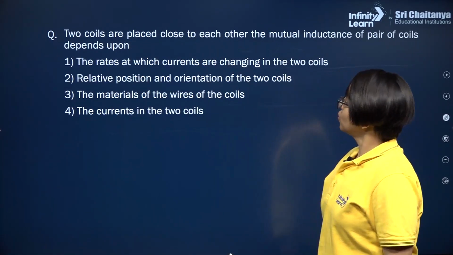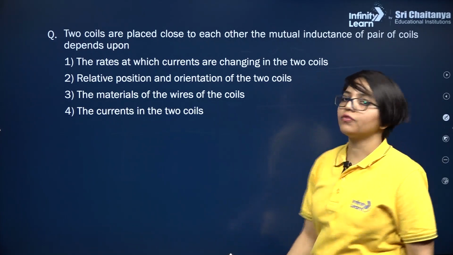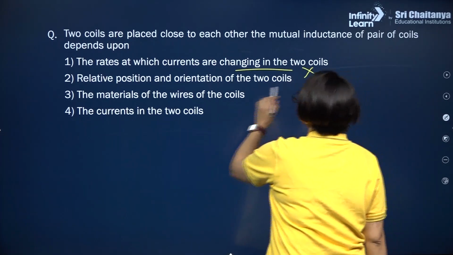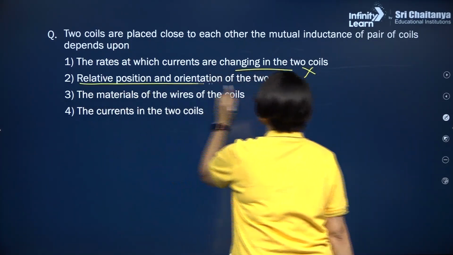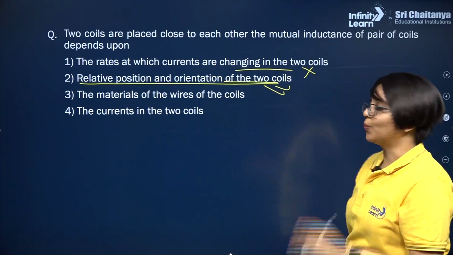Next is this question: two coils are placed close to each other. The mutual inductance of the pair of coils depends upon the rate at which currents are changing in the coil. No, mutual inductance depends upon the relative position and orientation of the two coils. So, the correct answer is option 2.